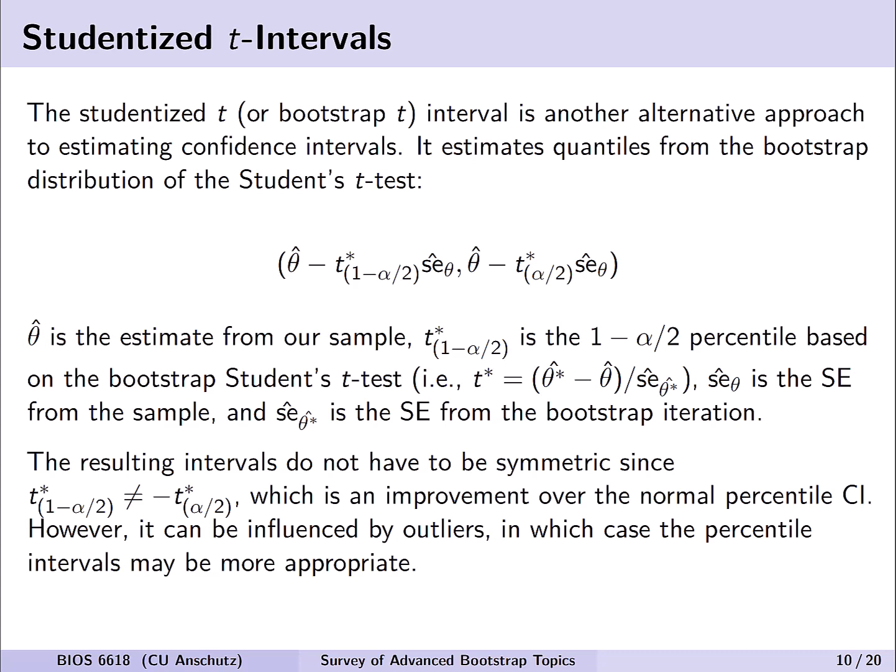Now, the interesting thing here is that the resulting intervals don't have to be symmetric, since we note that t star of 1 minus alpha over 2 doesn't have to equal negative t star of alpha over 2 because it's estimated from our bootstraps. And this is an improvement over the normal percentile. The limitation or downside here, though, is that it can be influenced by outliers, in which case the percentile intervals we've discussed already may be a more appropriate choice.